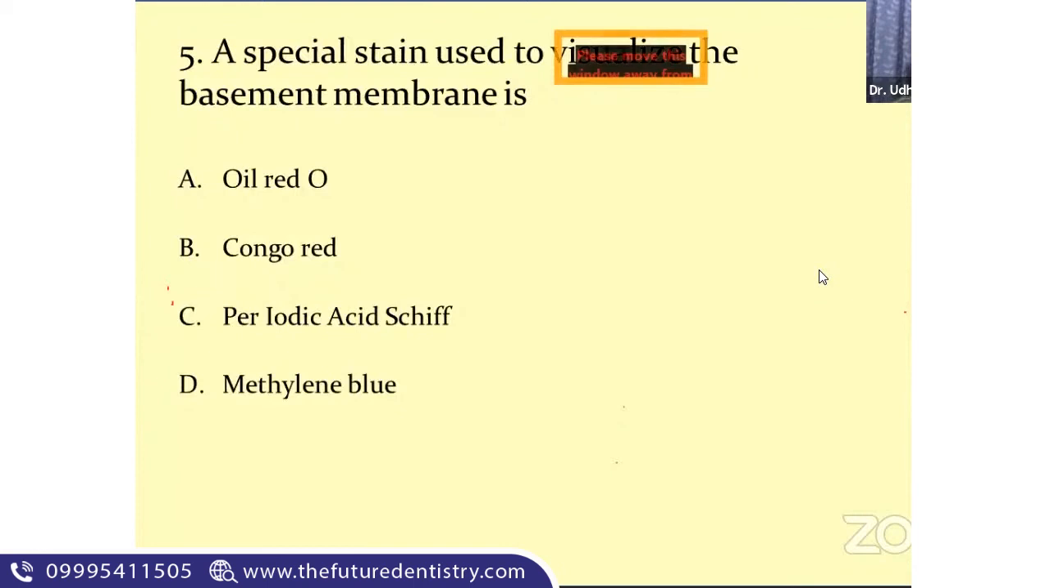A special stain used to visualize the basement membrane. Yes, periodic, very good. Periodic acid Schiff stains glycogen and is used to visualize the basement membrane. A fun tip, the periodic acid Schiff is also used to visualize fungi. It's a special stain for fungi. Oil red O is a stain for lipids. Congo red is a stain for amyloid. And methylene blue is a stain for nuclei.